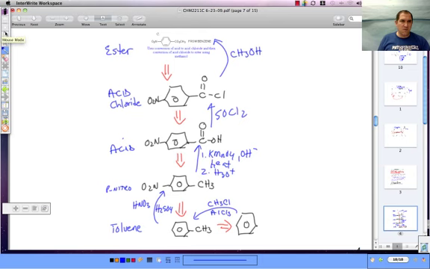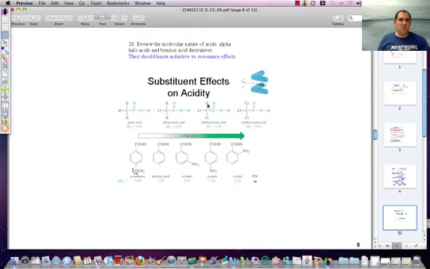Okay, so let's go back to our review sheet. Now it says to review substituent effects on acidity. Now there's two things we want to look at here. The first thing is the fact that we have what's called an inductive effect, which is going on the top here. This is what we see here.